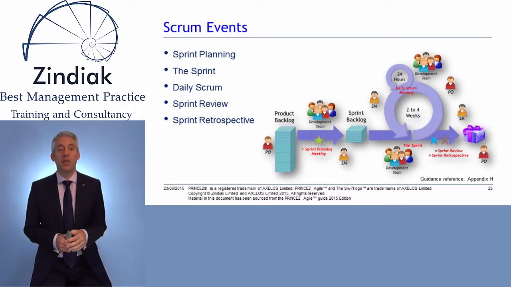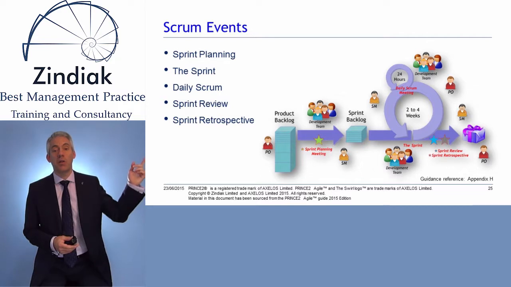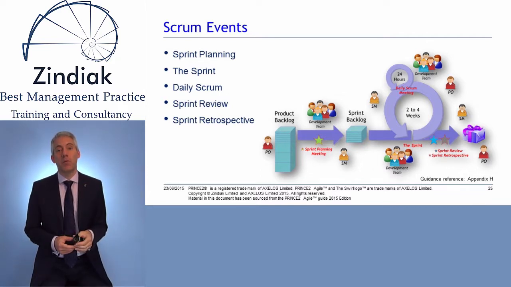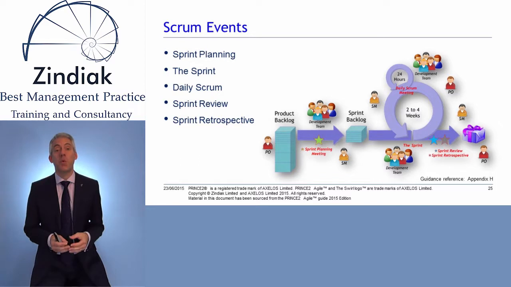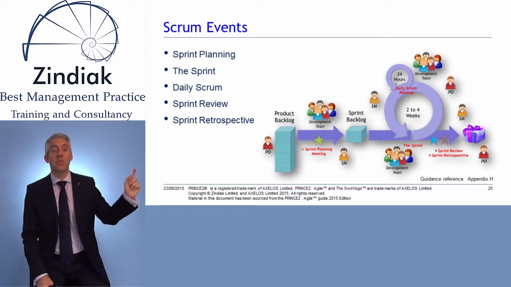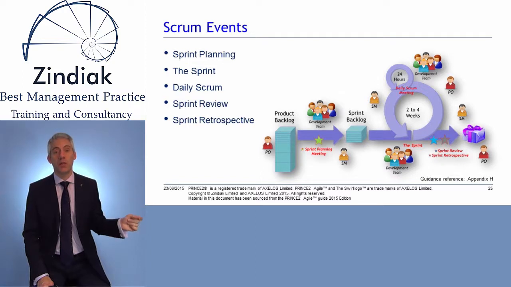During the sprint, we have a daily Scrum, and that's shown at the top of the diagram. The daily Scrum is where the development team come together every day for a stand-up meeting to discuss how the current sprint is going and how they can help each other in delivering the products as effectively and efficiently as possible. And as you can see on the diagram, the sprints generally last 2 to 4 weeks.